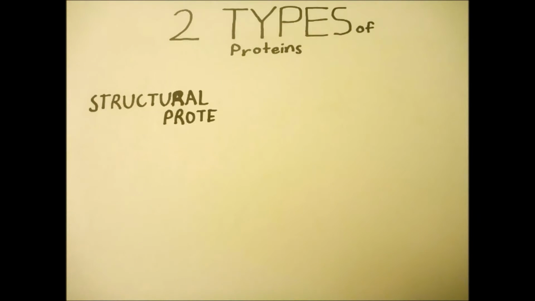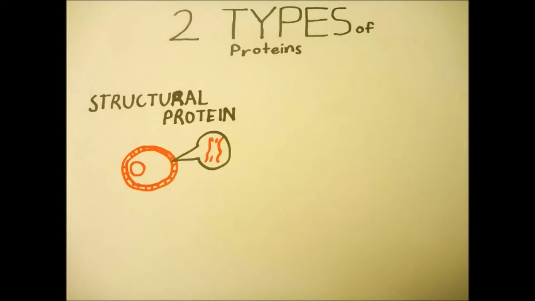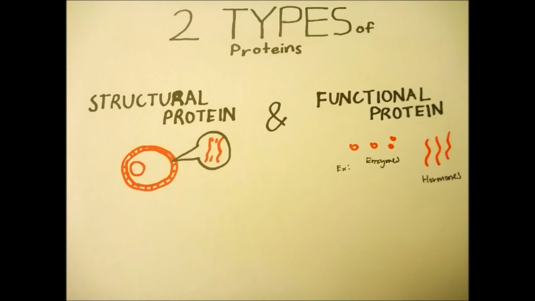There are two types of proteins: structural proteins and functional proteins. Structural proteins form physical structural parts like keratin, which makes up your hair and nails. Functional proteins are proteins that perform actions, for example, hormones and enzymes, such as these two right here.